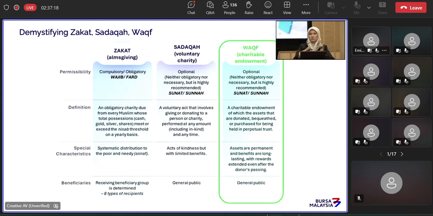Then again, if you have gold, lots of gold, you keep gold, you also need to pay zakat. Or what else? You have shares, for example, so you need to pay zakat. So it's a must for us to share our wealth. And who benefits from this zakat are Muslims, the poor, and the needy people. We call them asnaf.